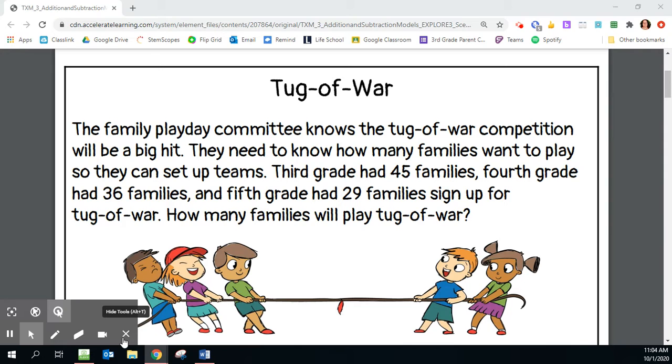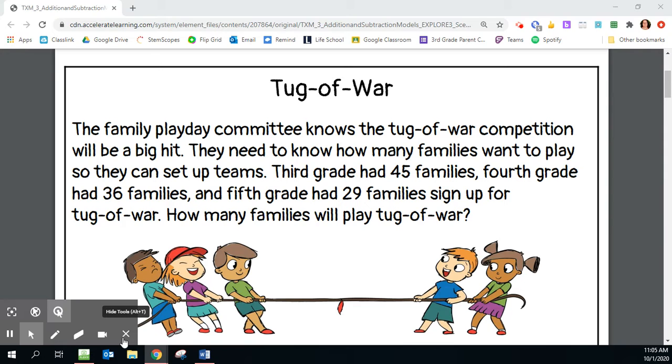Okay, so if I'm going through my RAISE model, I've read it one time, right? I'm going to read it one more time, but this time, I'm going to take out the numbers. The Family Playday Committee knows the tug of war competition will be a big hit. They need to know how many families want to play so they can set up teams. Third grade has some families, fourth grade has some families, and fifth grade has some families sign up for tug of war. How many families will play tug of war?